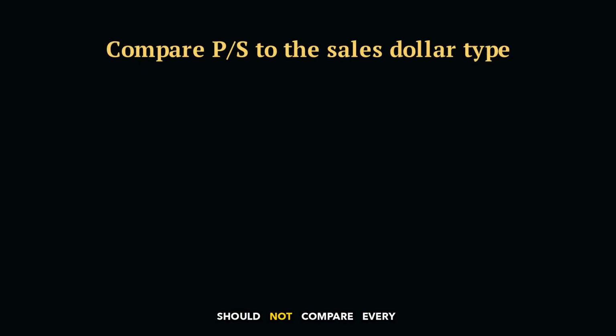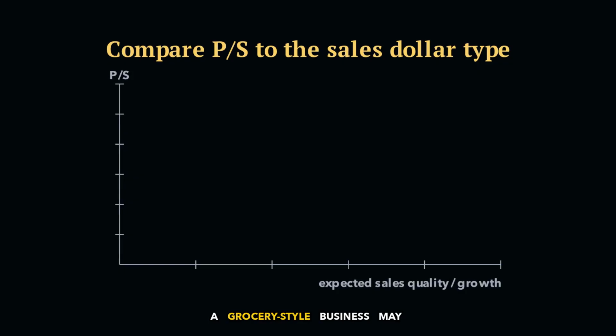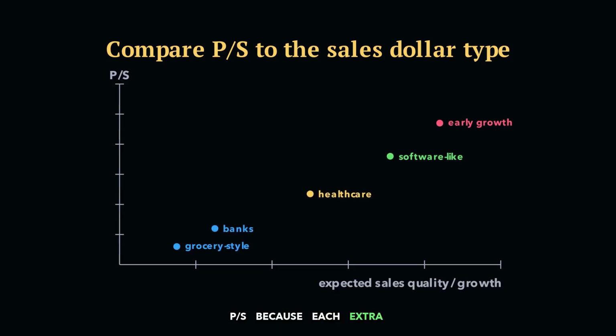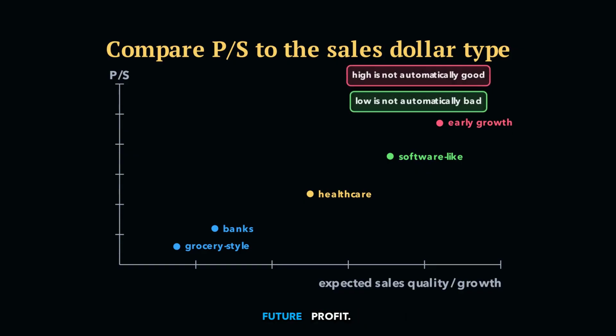This is why you should not compare every PS number across every industry. A grocery-style business may trade at a low PS because each sales dollar has very little room to become profit. A software-style business may trade at a higher PS because each extra sales dollar can leave more behind. An early-stage growth company may trade even higher because investors are betting on future sales and future profit.